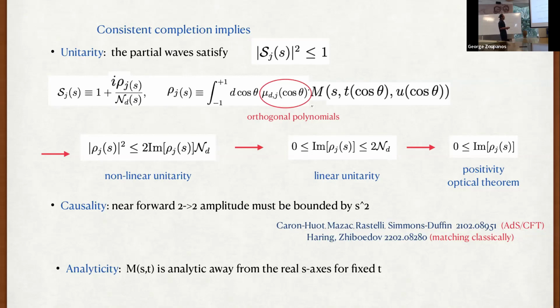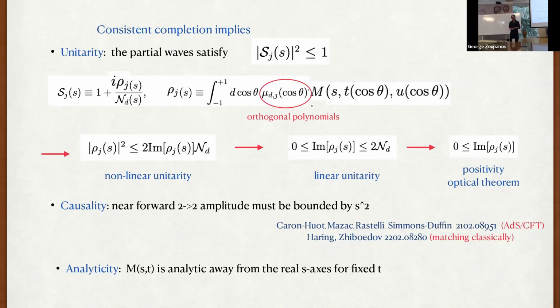The second is causality. Causality becomes more manifest in the Regge limit. So this is basically the statement that in the Regge limit of the 2 to 2 scattering amplitude, you can prove that it must be bounded by s squared. Many of you have probably heard of the Froissart bound, which also gives you a bound on the amplitude, but of course, if you know the Froissart bound, you also know that it doesn't apply to massless particles, to a system which has no gap.